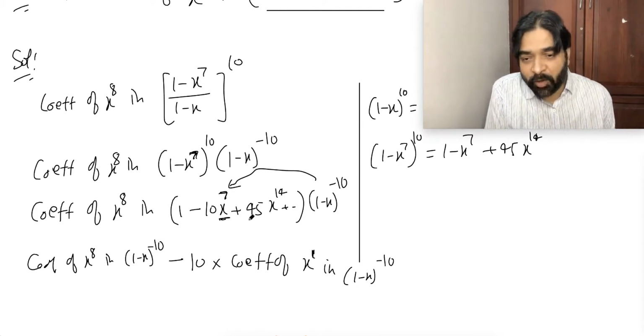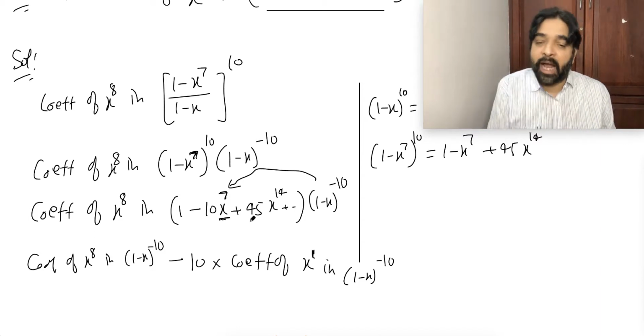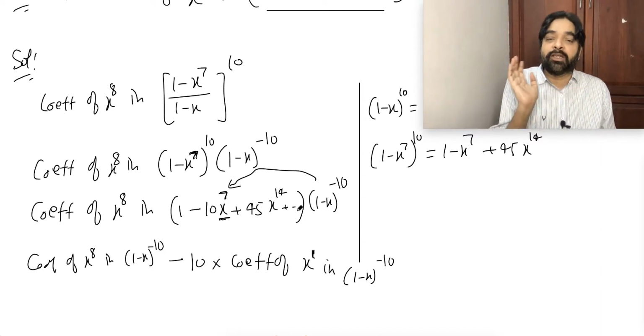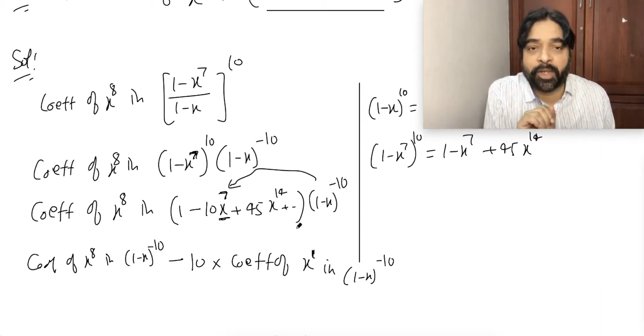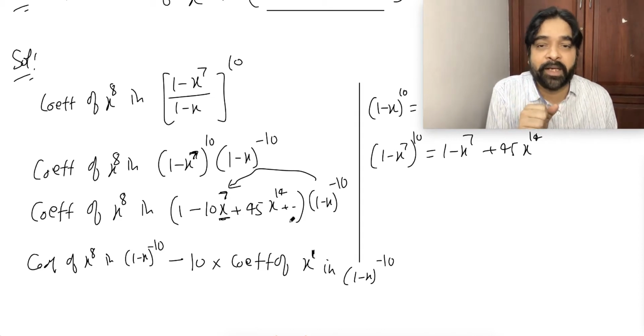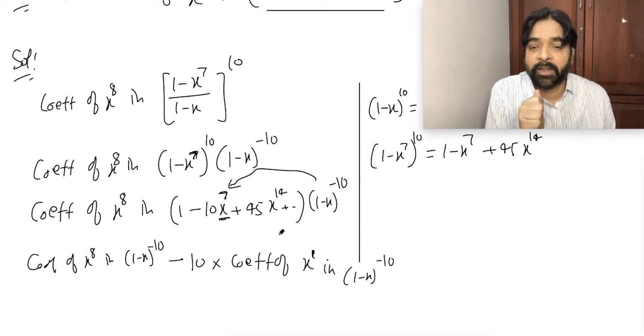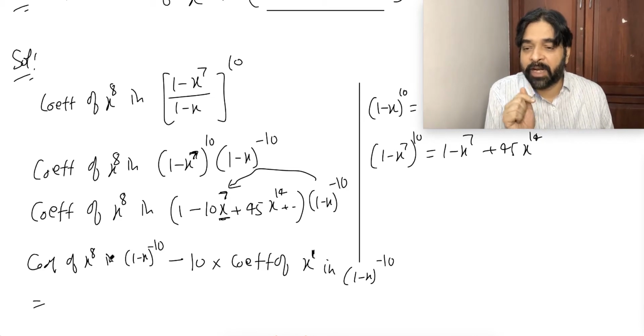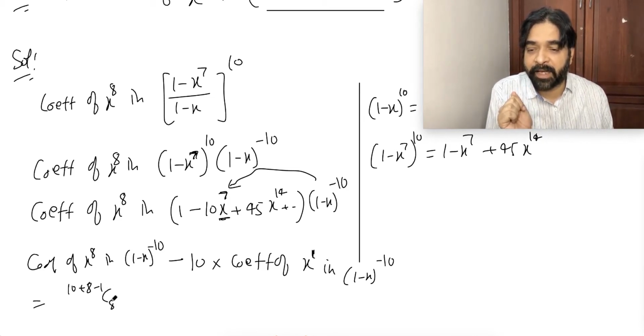So the coefficient of x power 8 will be 0, and if it's 0 here, the further terms will also be 0, all the dot dot dot where I wrote, because their x power will be bigger only. Have you understood the point? So this much only. The coefficient of x power 8 in this is very simple: 10 plus 8 minus 1 C8, minus 10 into the coefficient of x power 1 in this, 1 plus 10 minus 1 C1.